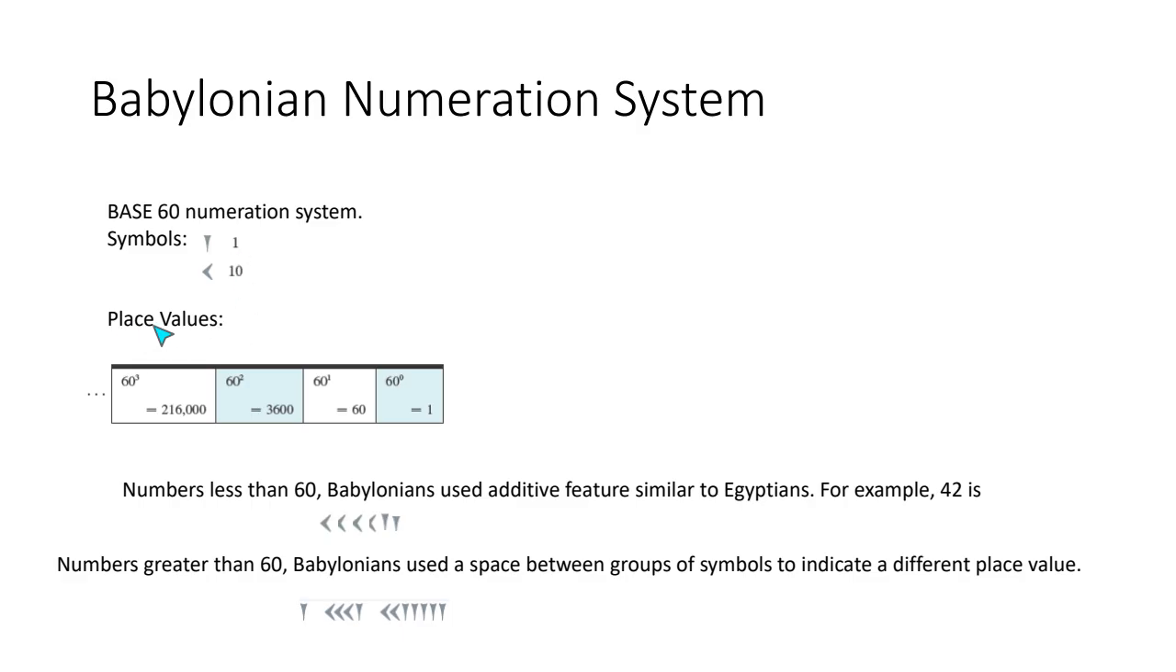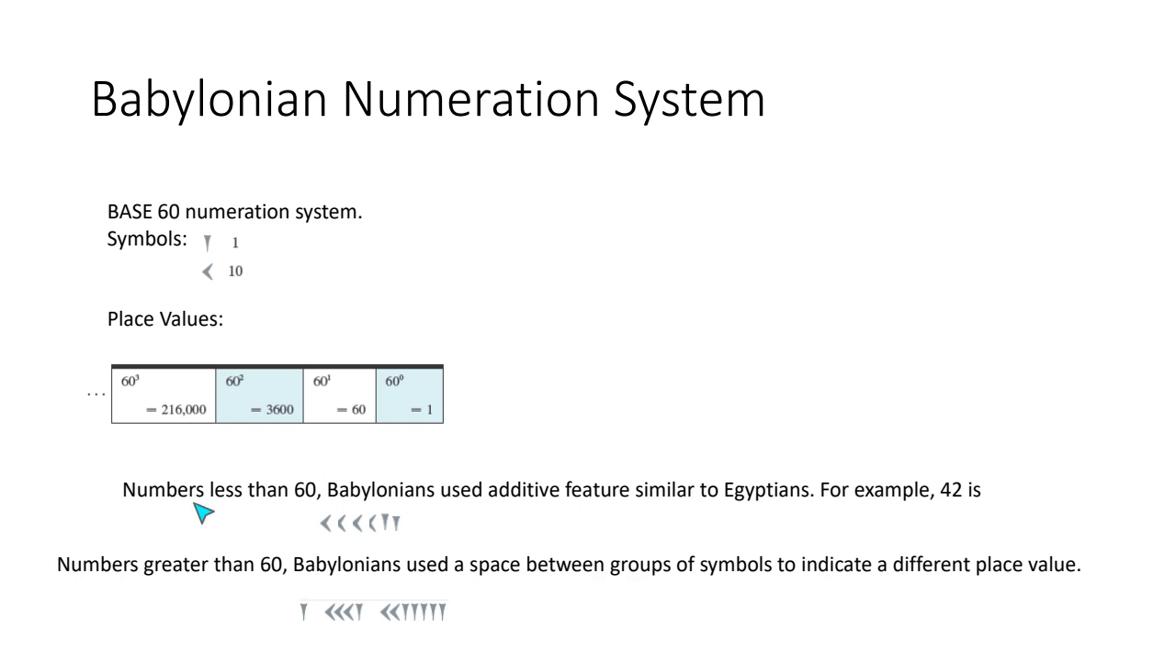The other important thing here is the place values. So instead of 10 to the 0, since they're in base 60, it's going to be 60 to the 0 power. Then we have 60 to the first power, 60 squared, and then 60 cubed, and it's going to go on forever. 60 cubed is the same as 216,000. 60 squared is 3,600. 60 to the first power is 60. 60 to the 0 power is 1.